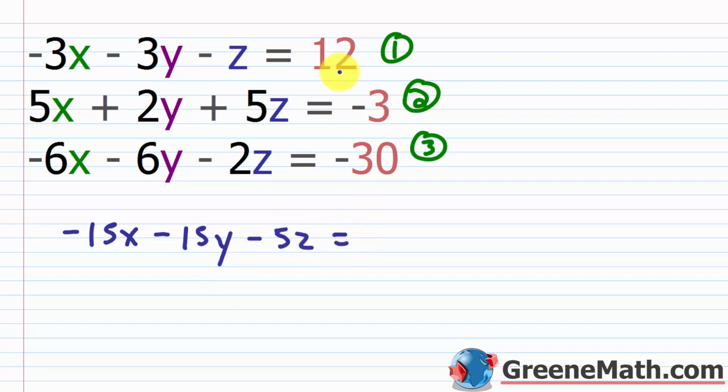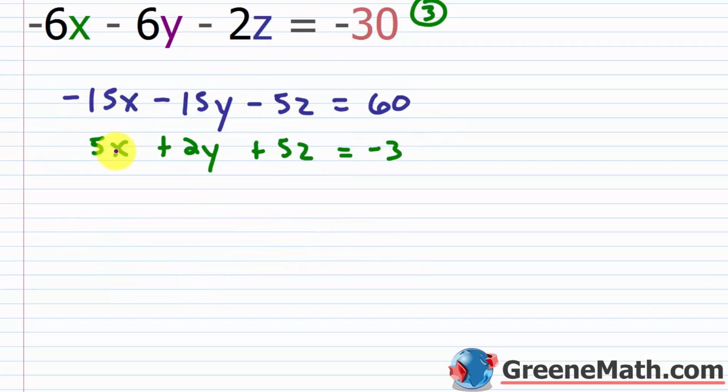And this equals 12 times 5 is 60. Okay, and then I have equation 2. I'm going to leave that alone. So I'll have my 5x plus 2y plus 5z, and this equals negative 3. Okay, so let's add the left sides, set this equal to the sum of the right sides.